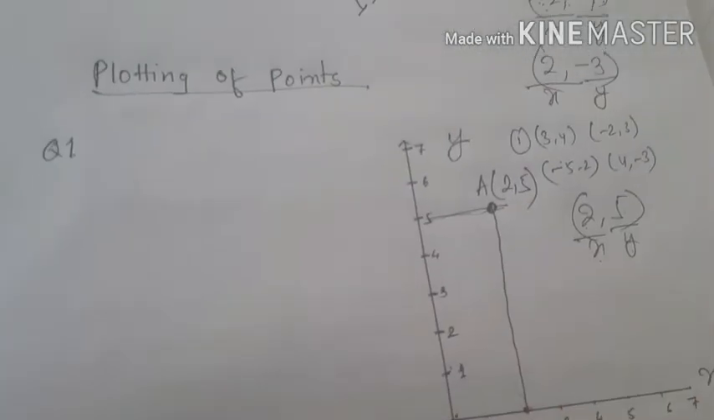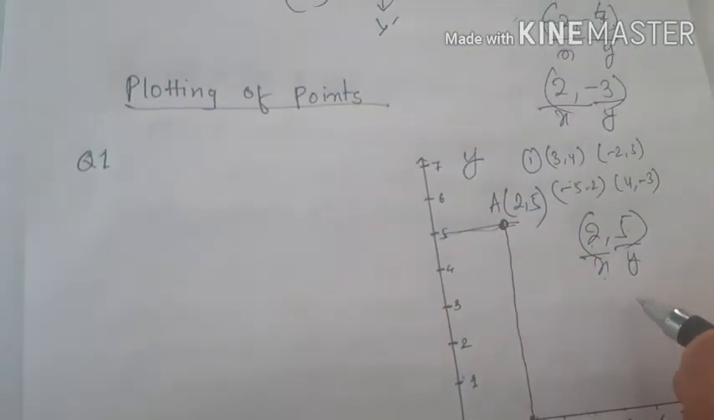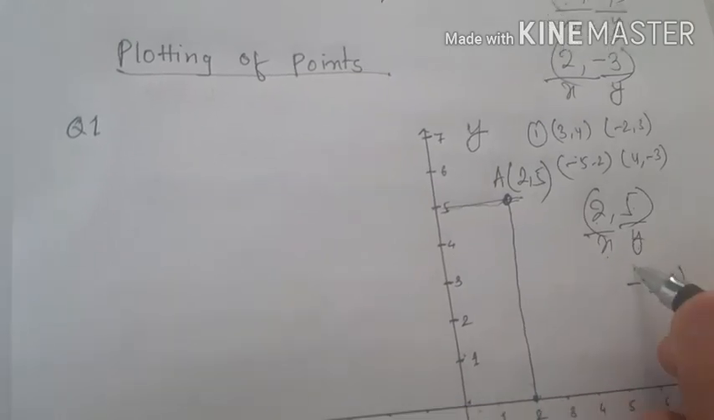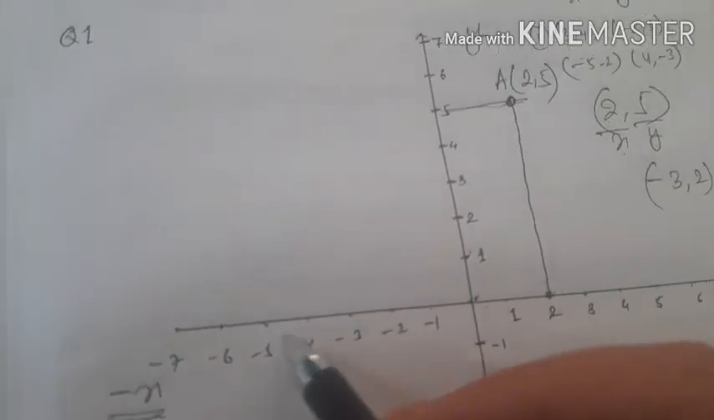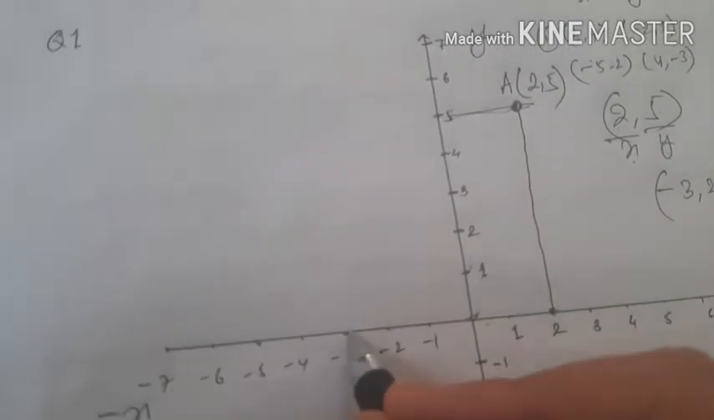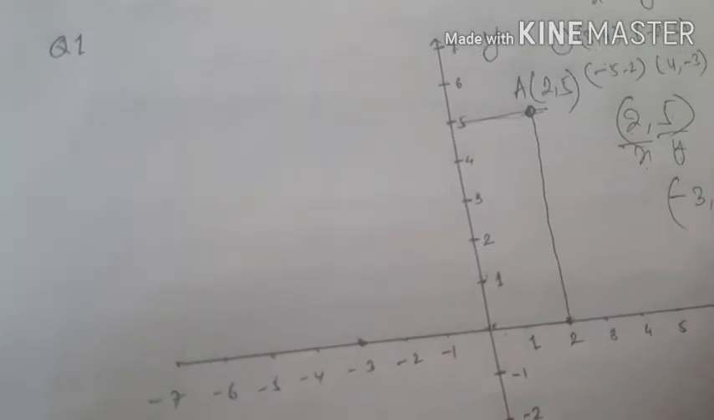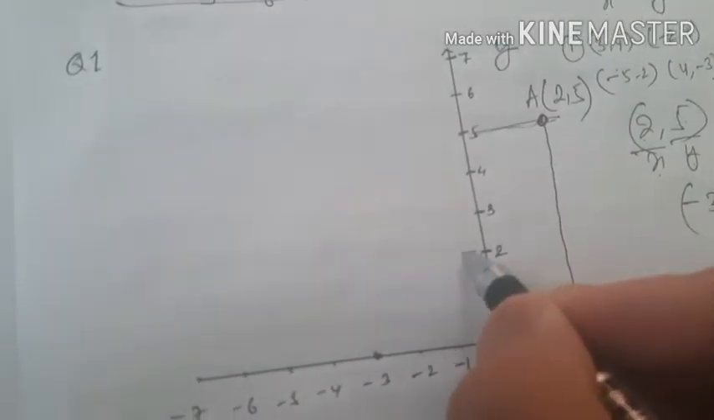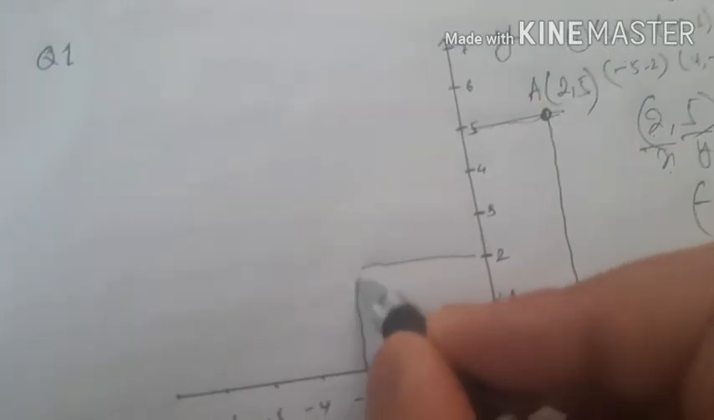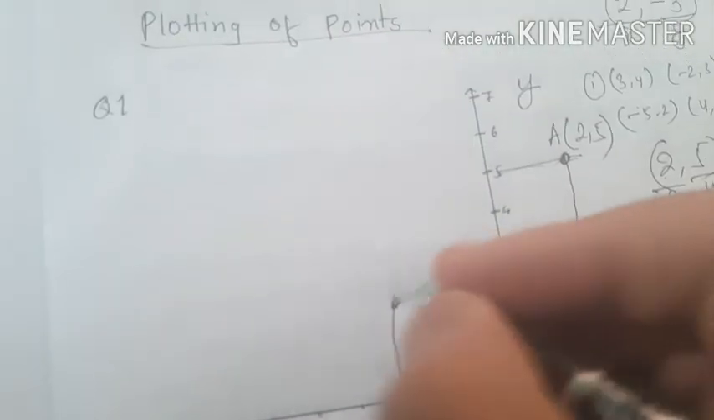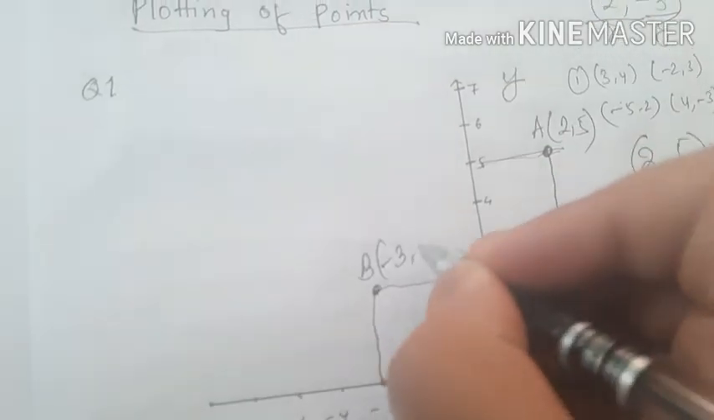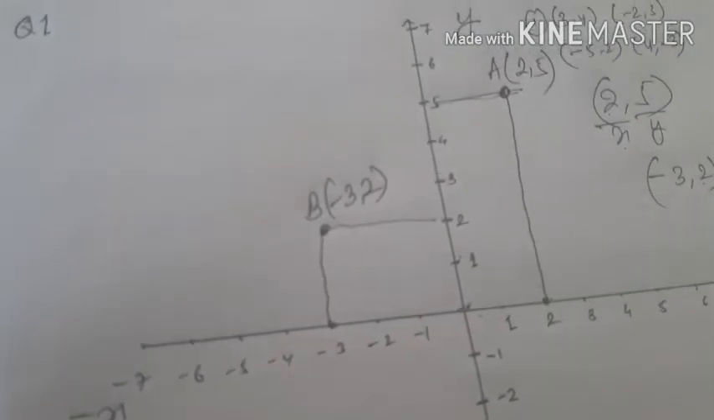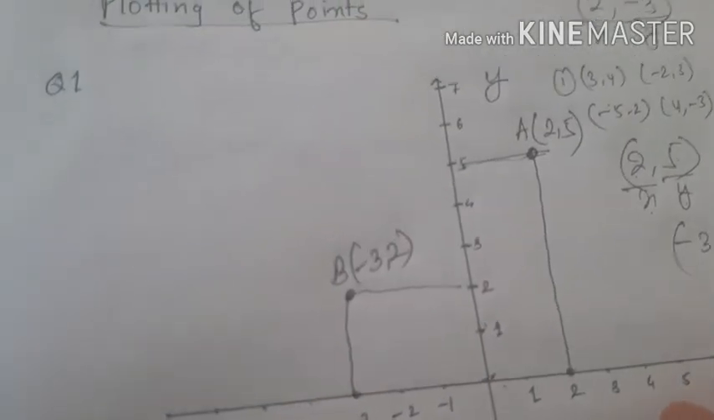Okay. Next, suppose I will say (-3, 2). X is our -3. X is our minus. Minus x is here. So it comes in this way, line. So x is -3 here and y is 2. So just draw a line from here also. Where does it meet? Here. So this point, let us mark B, and the coordinates are (-3, 2). Okay, so this is how we'll do it.